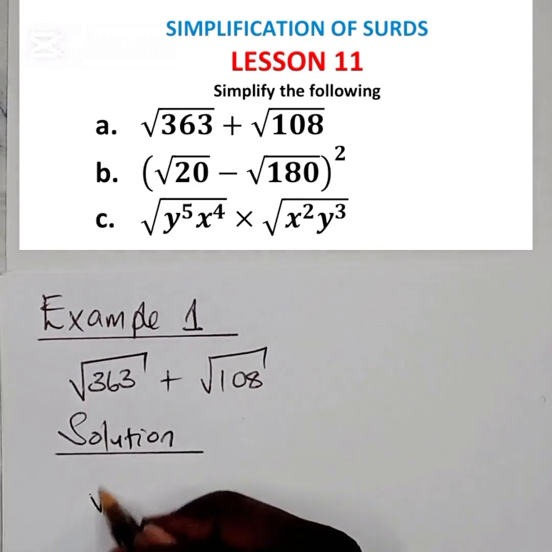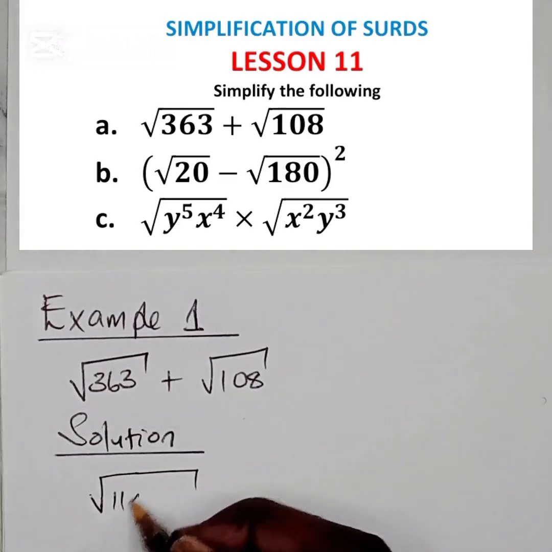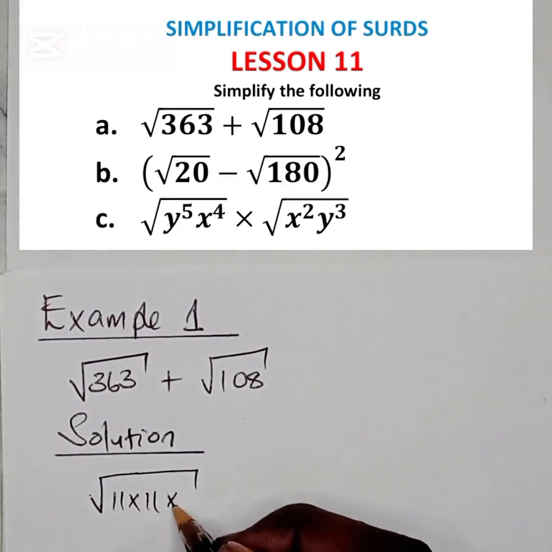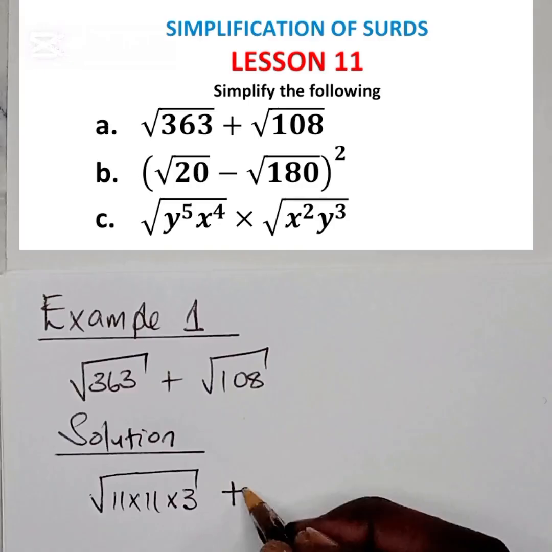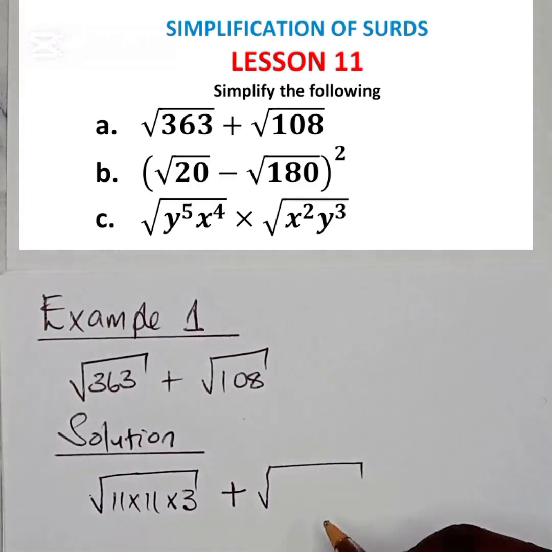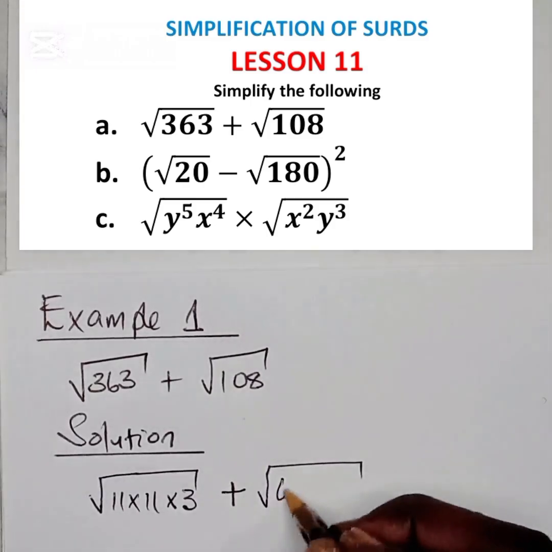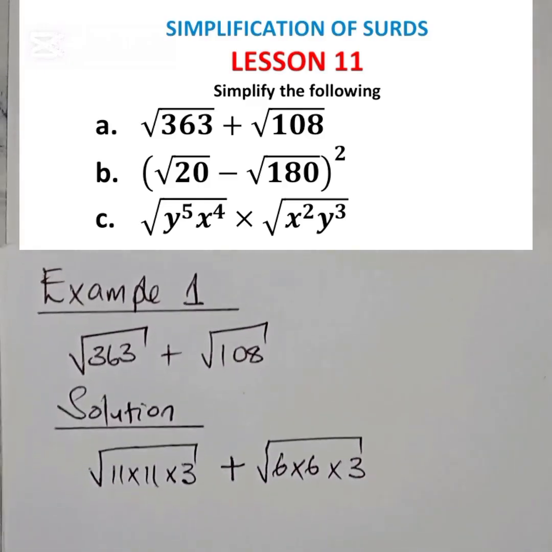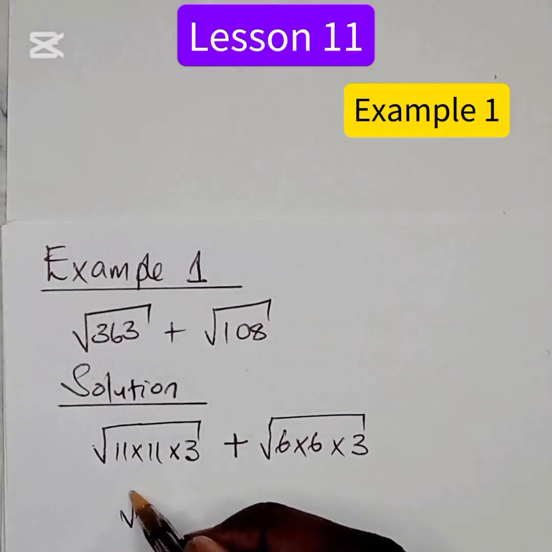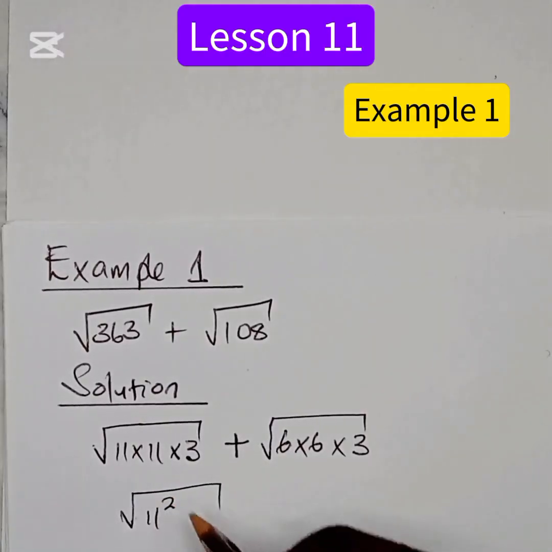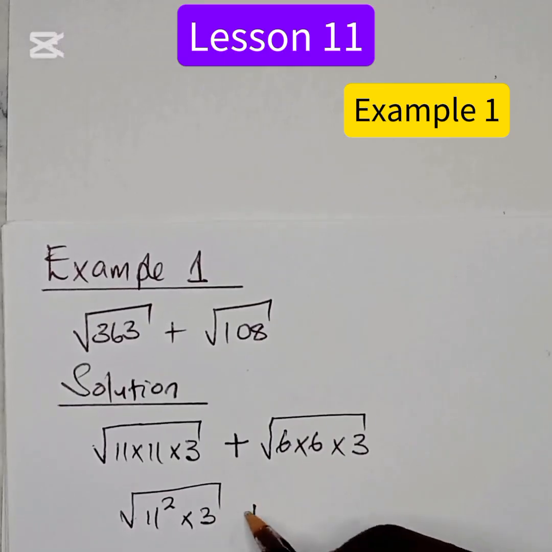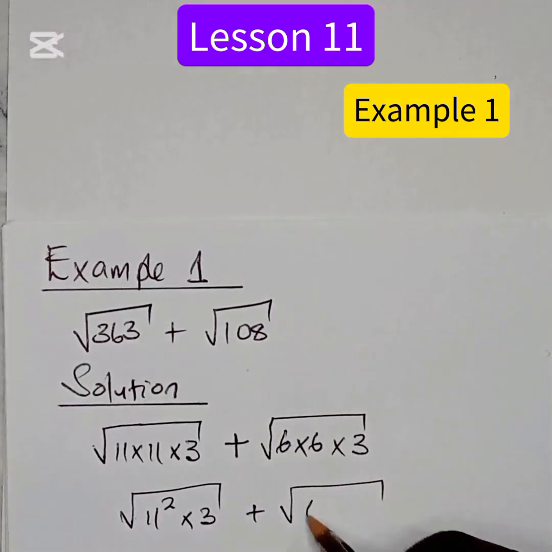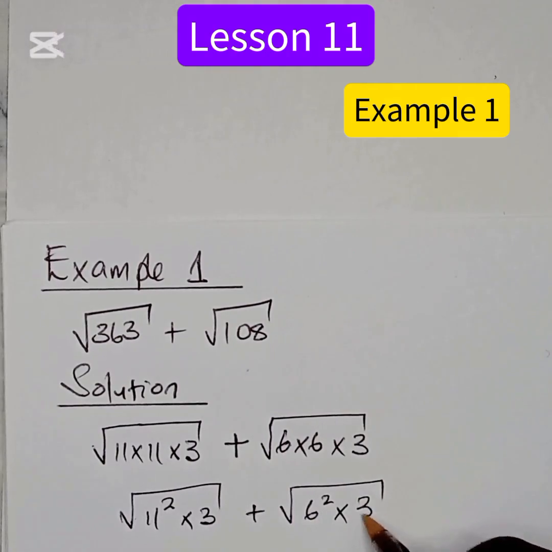363 can be written as 11 times 11 times 3. And then we're going to add that to the root of 108. The root of 108 can be written as 6 times 6 times 3. Now we're going to have the root of 11 squared times 3 plus the root of 6 squared times 3.